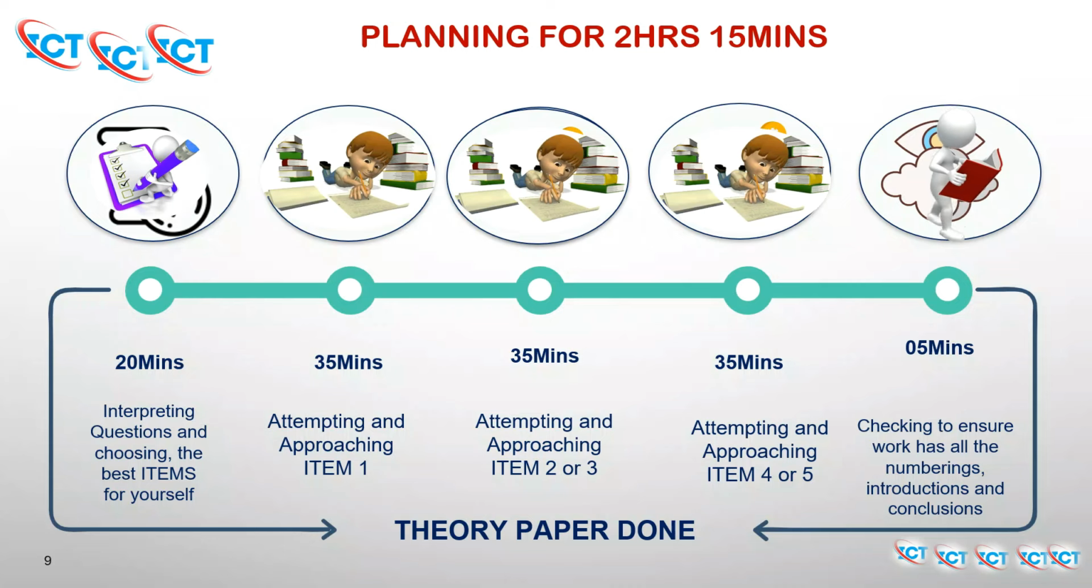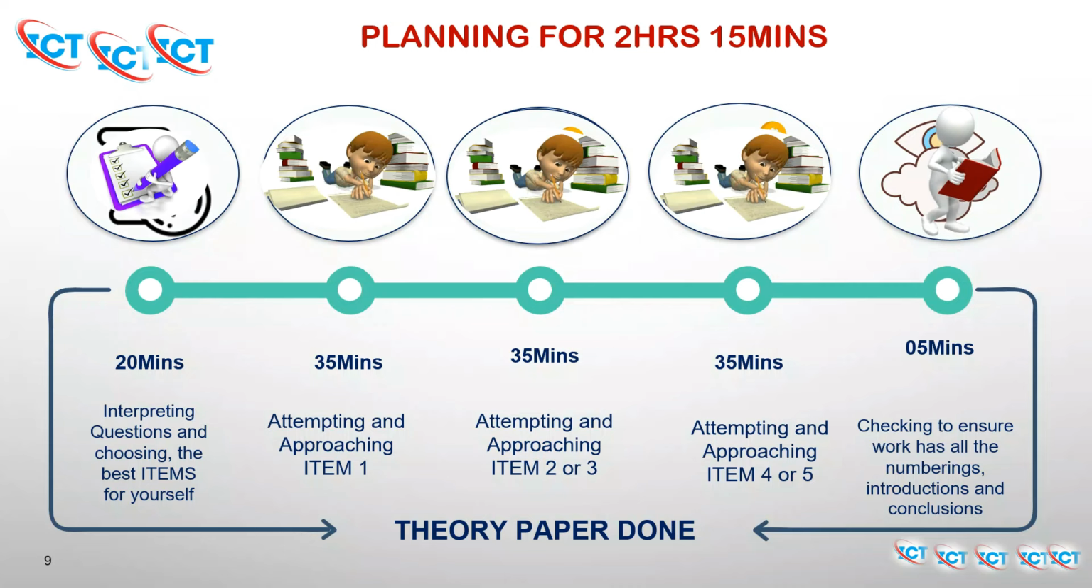Take 35 minutes attempting and approaching item 1. Take 35 minutes attempting and approaching either item 2 or item 3, depending on your choice of the items of section B, part 1. Then section B, part 2, take at least 35 minutes on approaching and attempting either item 4 or item 5. So you will find that when you have followed that kind of planning, you will be left with 5 minutes.